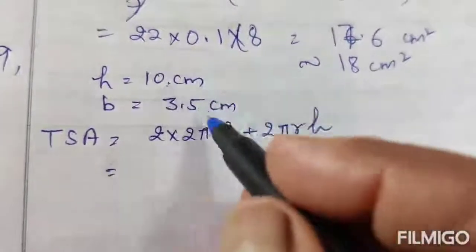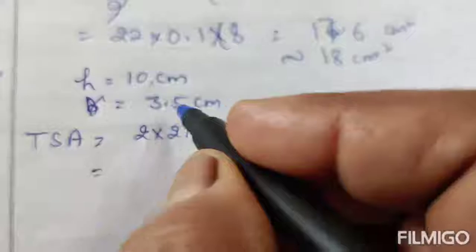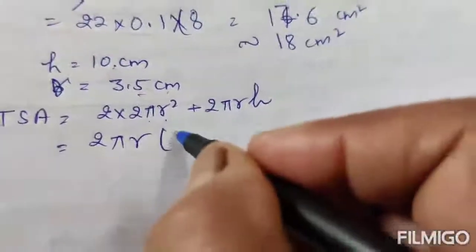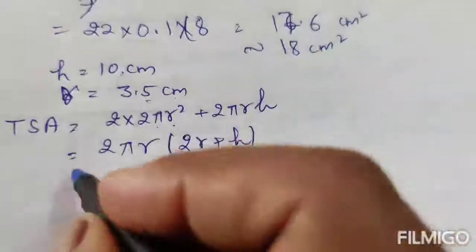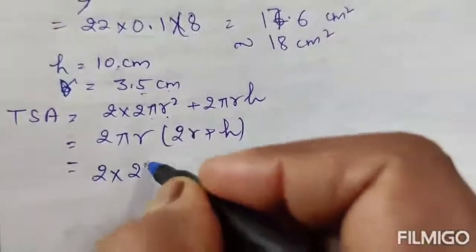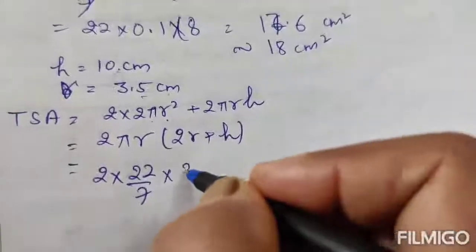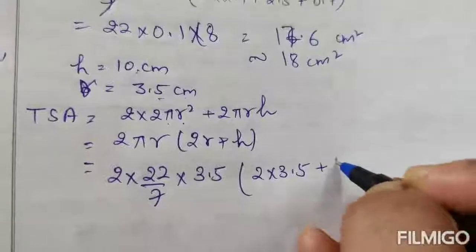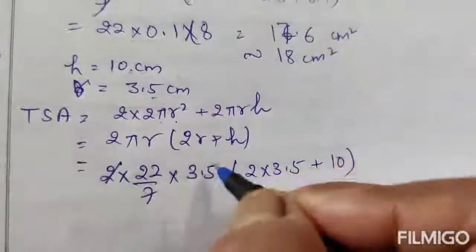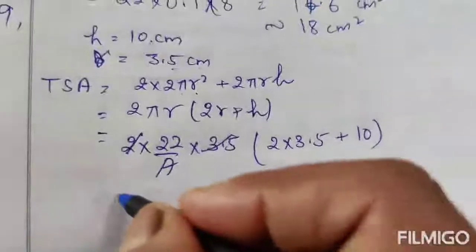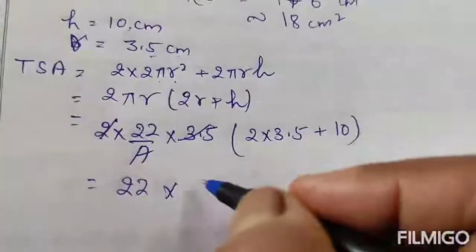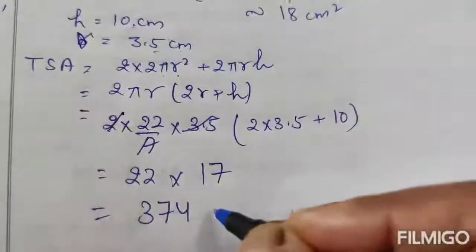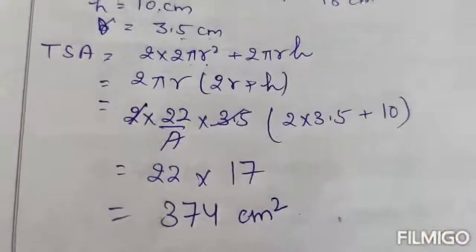h is 10 centimeter, radius is 3.5 centimeter. Common 2 pi r. Here is 2r plus h. 2 into 22 by 7 and radius is 3.5. And 2 into 3.5 plus h is 10. 2 into 3.5, 7 cancel. Only 22 into 7 plus 10, 17. 374 centimeter square. This is the answer of the last question.